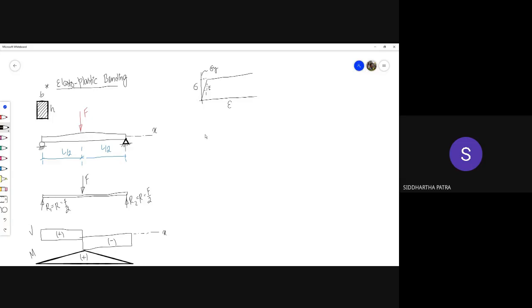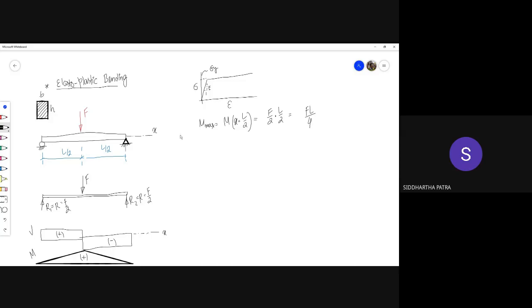Okay, so we realize that the maximum bending moment occurs at x equals L by 2, that is in the middle of the beam. Okay, and how much is that bending moment? FL by 4. It is F by 2 times L by 2, right? So FL by 4, as you said.